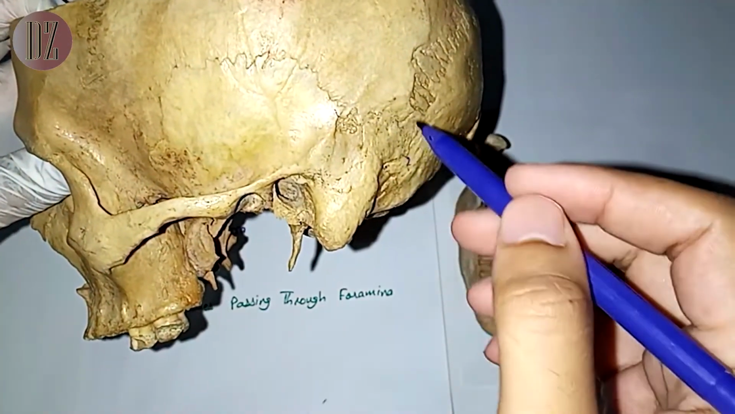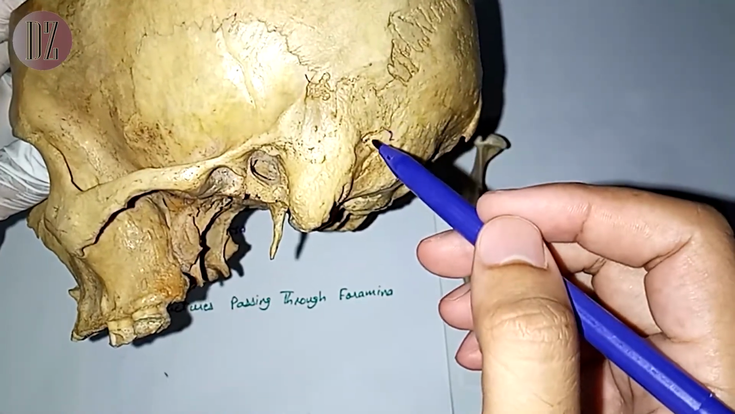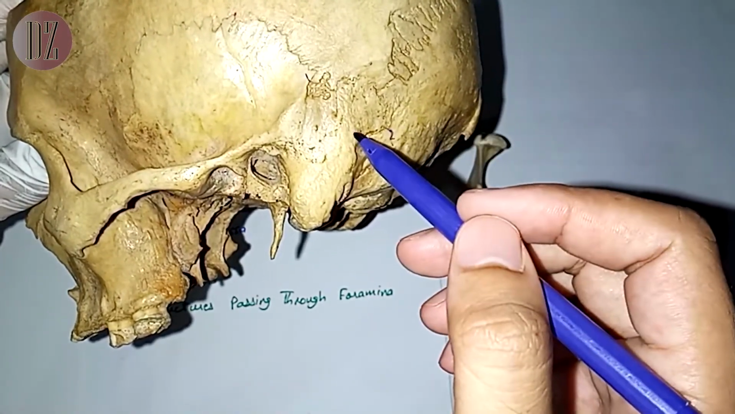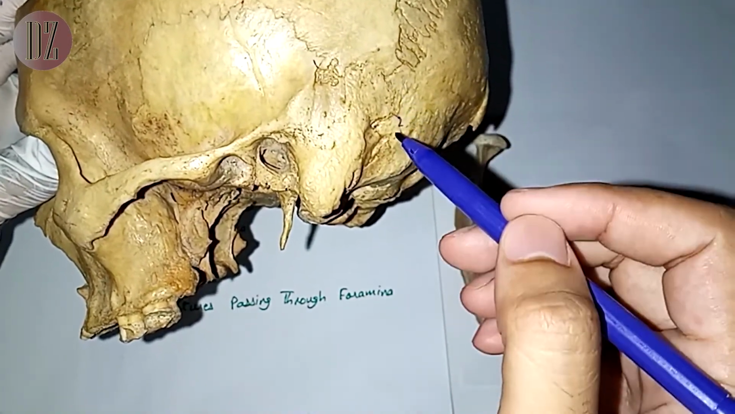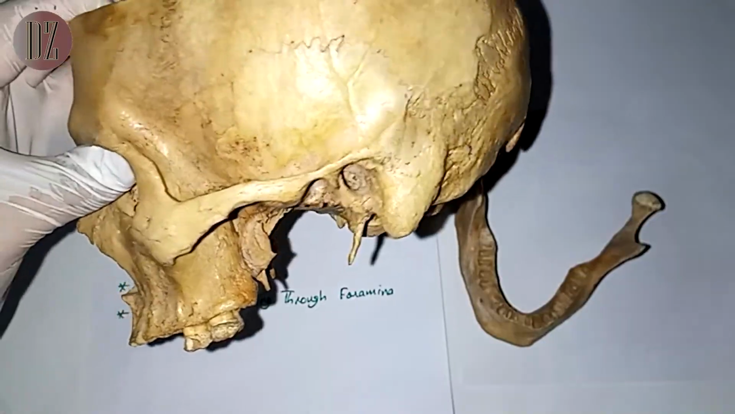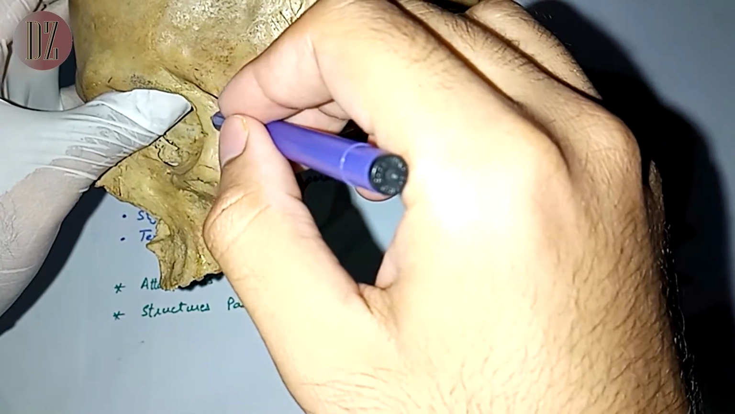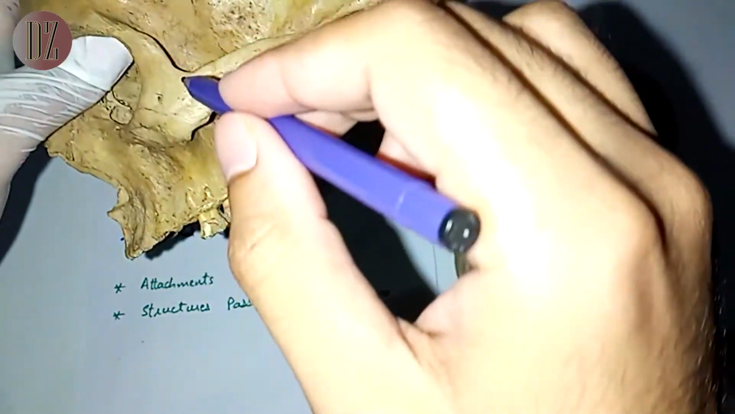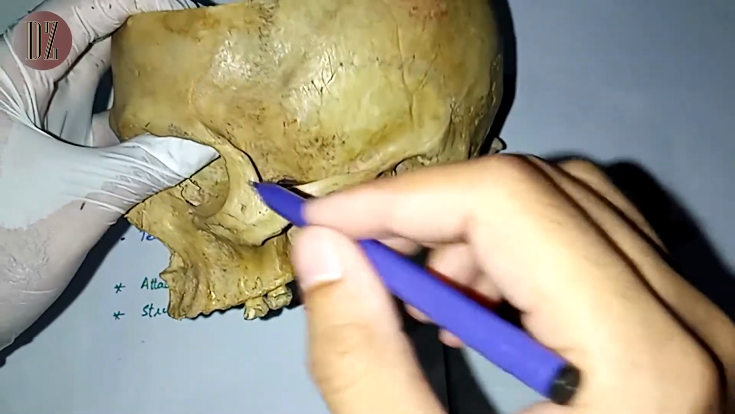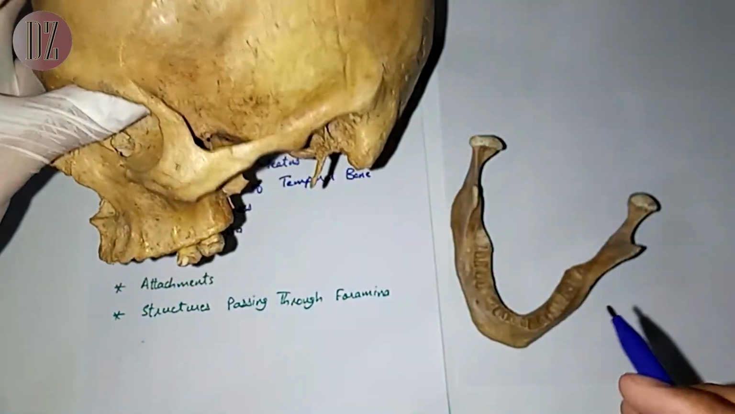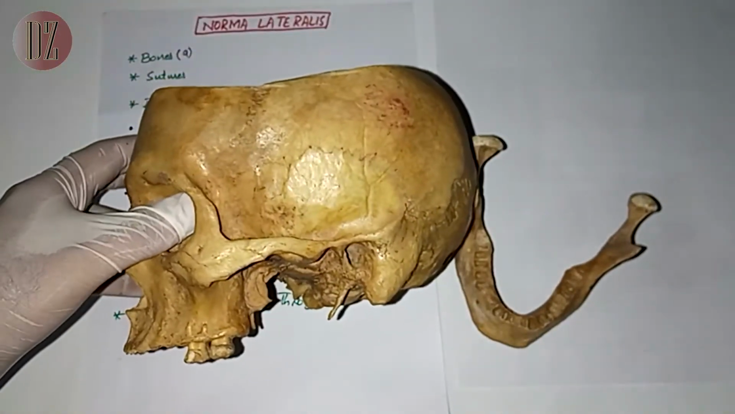This is the point where three or four sutures meet. This suture is present between the mastoid part of the temporal bone and the occipital bone. This suture is called the occipito-mastoid suture. Here is the frontozygomatic suture between the zygomatic bone and the frontal bone, and this is the zygomatico-temporal suture. These are all the sutures shown in this norma, and now we will move towards some important features of this norma.